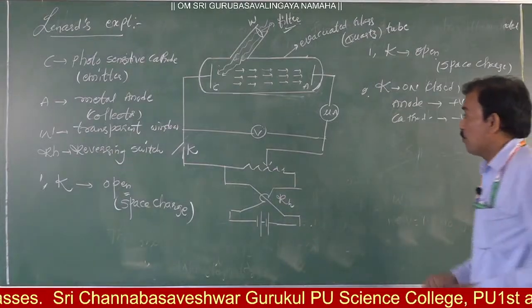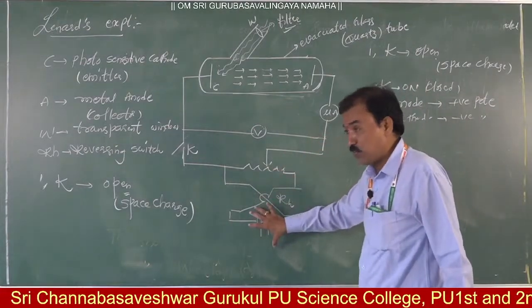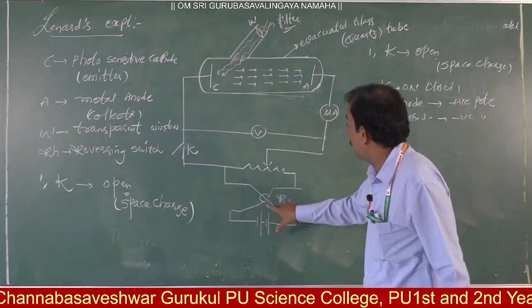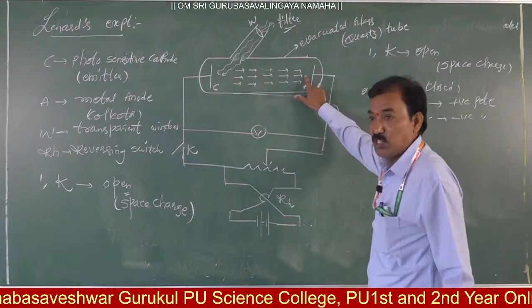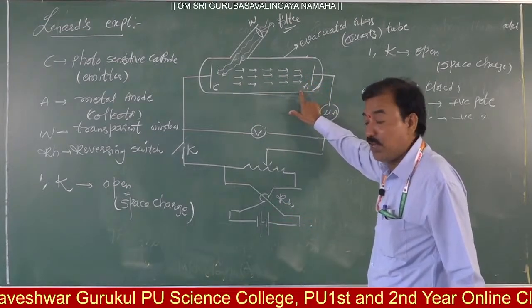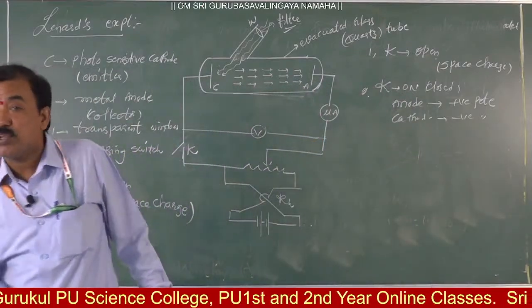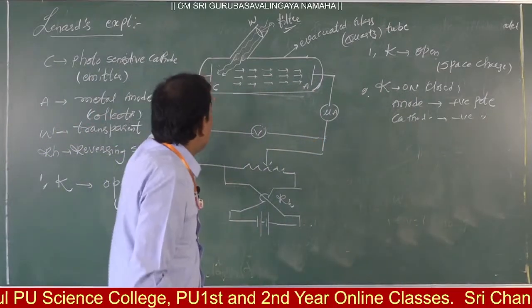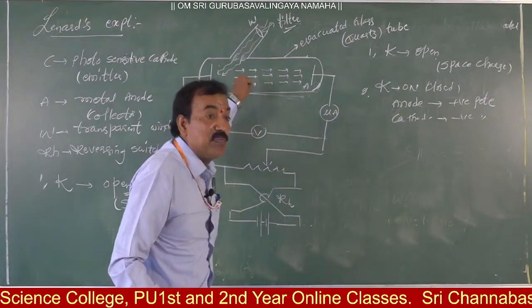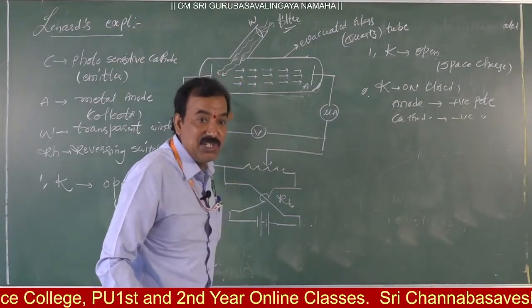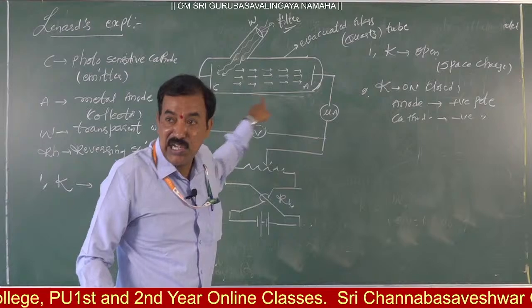Again, due to this battery, the positive terminal is connected to the anode only. So with respect to the anode, automatically the cathode is negative. Now what happens here? All the electrons are repelled by this cathode, since it has a negative charge here.